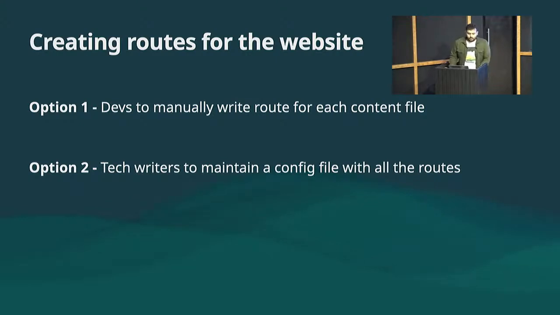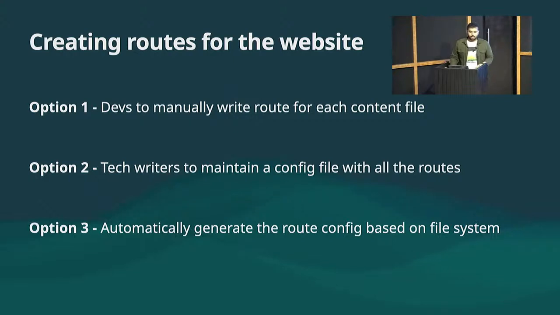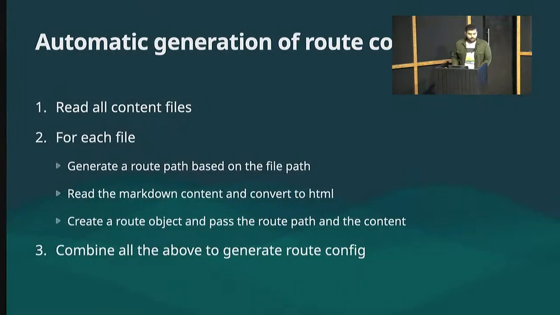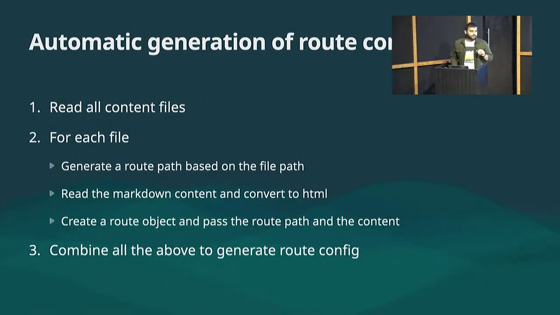So given this, we wanted to move to a more automated system, which was our option 3, where we thought: if this config file is basically dependent on the content, why not just generate it ourselves? So that is what we did. We basically relied on the file system. The way the content was written, the way the content was nested, is how it will show up on the website. So given that, we came up with a 3-step procedure which will create a route config for us.